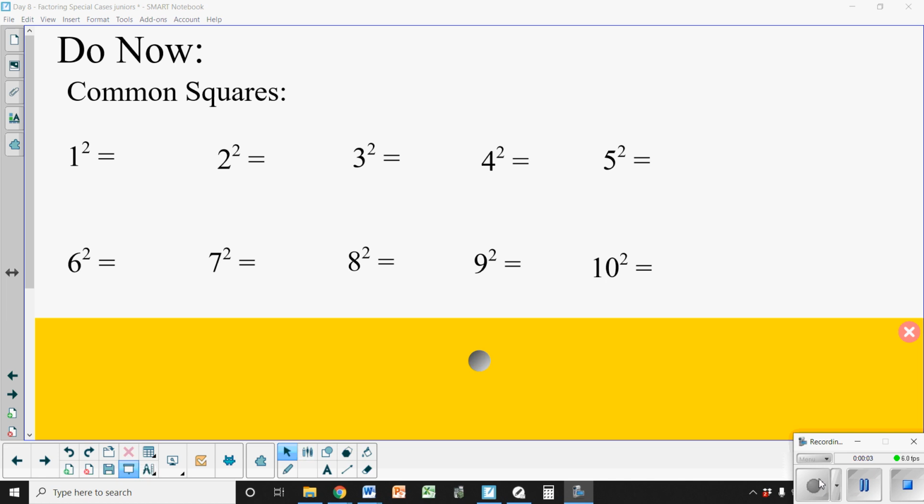Good morning, juniors. I hope you're having a great day. Today, we're going to be looking at our second day of factoring. We're going to be looking at special cases, but in order to do that, do these common squares first.